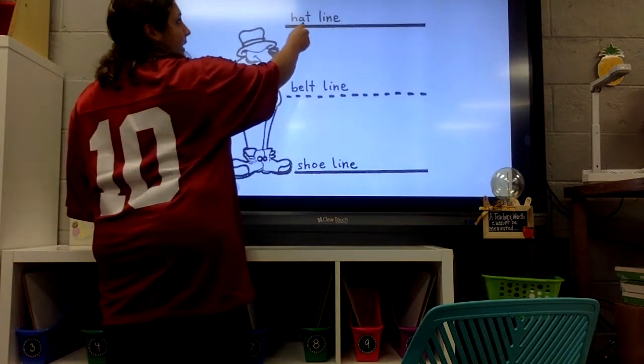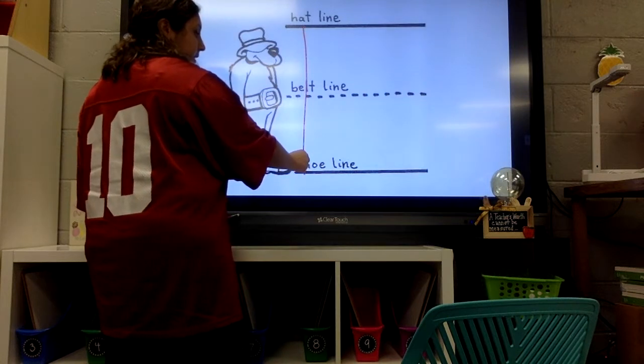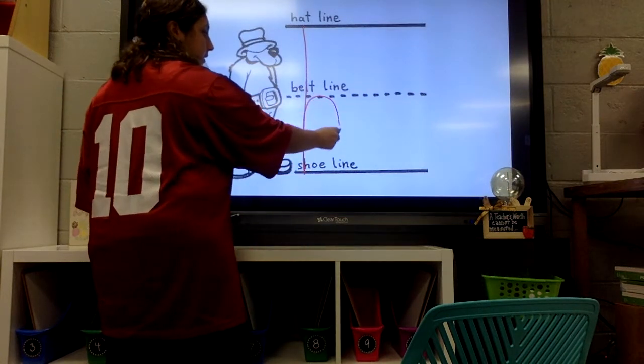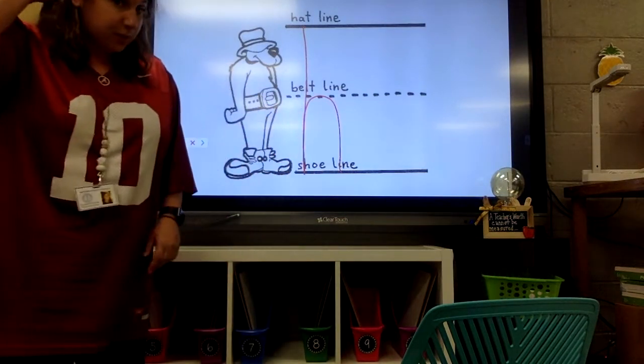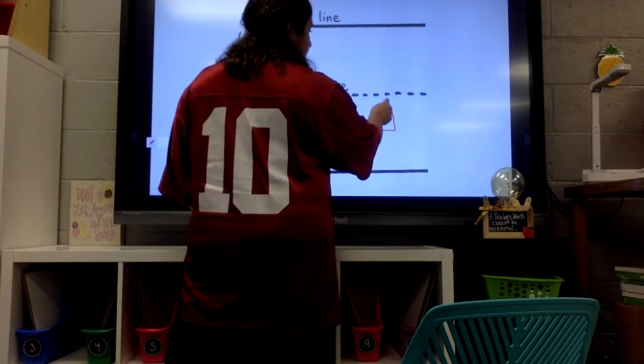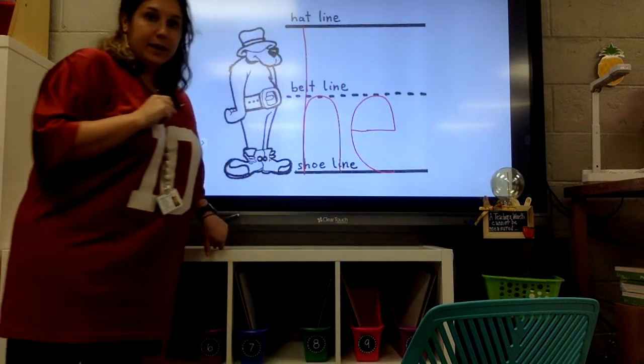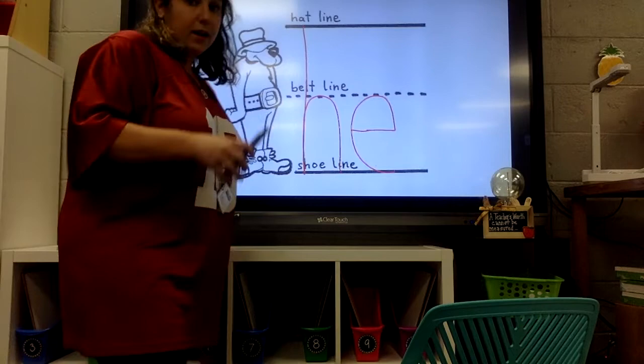So my lowercase h starts at the hat line, goes all the way down, comes all the way back to the belt line and over to make my H. And then my lowercase e starts in the middle, circle C's up and over, and that should have connected, okay? All righty.